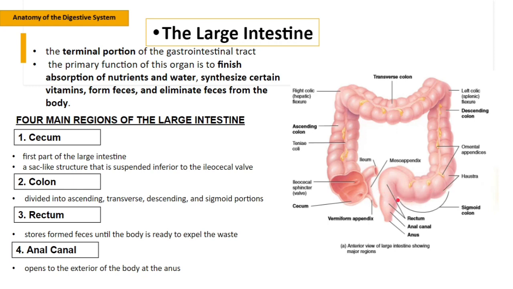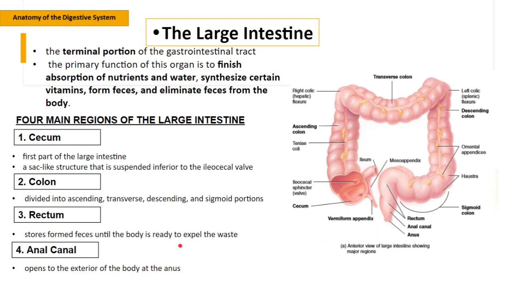The third region of our large intestine is our rectum, which stores formed feces until the body is ready to expel the waste. And then the fourth one is our anal canal, which opens to the exterior of the body at the anus.